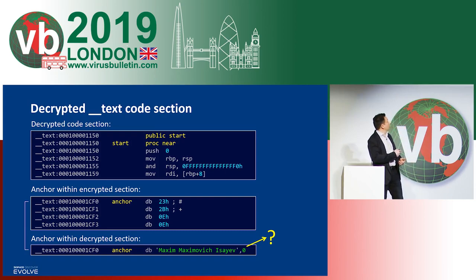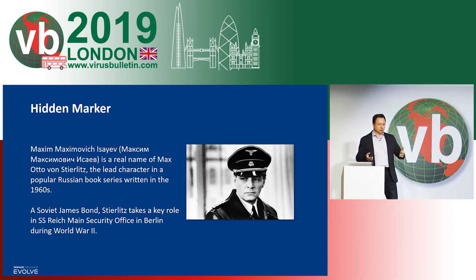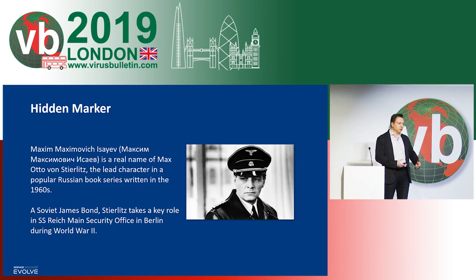This is the encode inside the encrypted section before it was decrypted, and that is the encode after it was fully decrypted. So back to the name, Maxim Maximovich Isaev is the real name of Max Otto von Stierlitz. Think of him as a Soviet or Russian James Bond, extremely popular, a persona from the book and the movies. I grew up with this movie, right? So it immediately hit home.